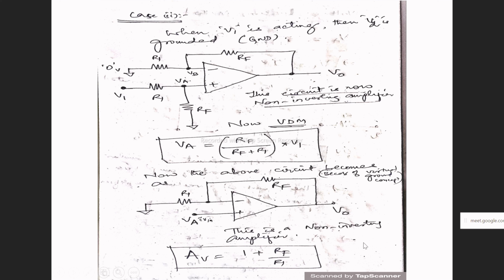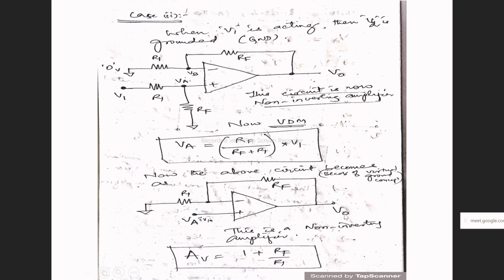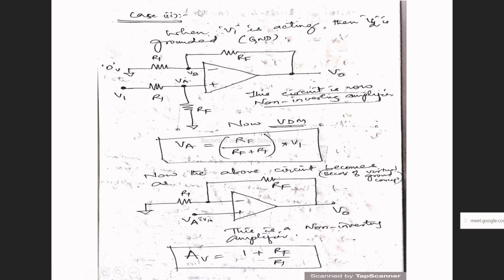So this is how we found out some part of case 2, and now we will try to solve this equation in order to find out the output voltage VO. That is AV equal to 1 plus RF upon R1. In place of AV I can write VO, that is V out upon Vin. So V out upon Vin equals 1 plus RF upon R1, and if I send this Vin to this side, cross multiply, it becomes V out equal to 1 plus RF upon R1 into VA.